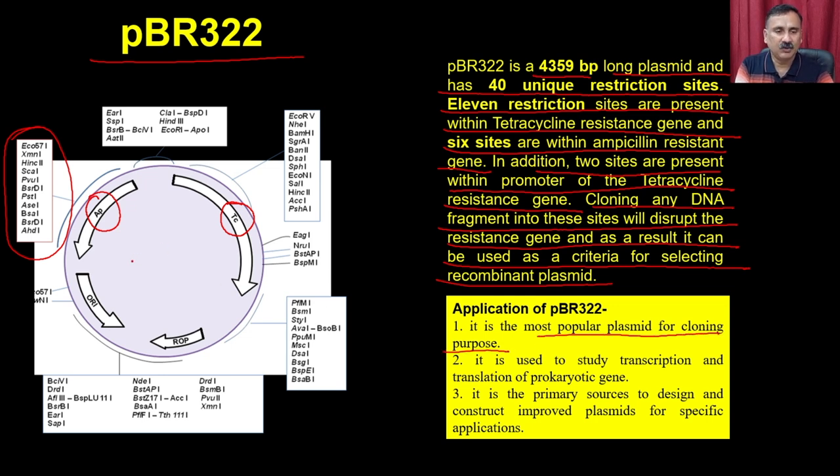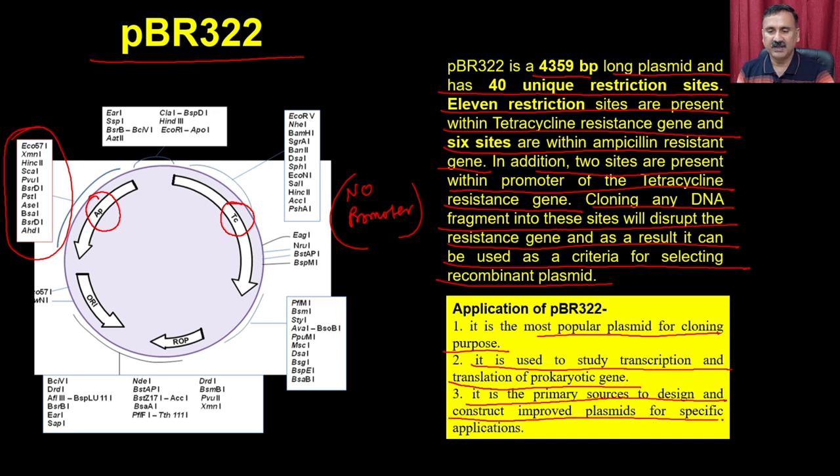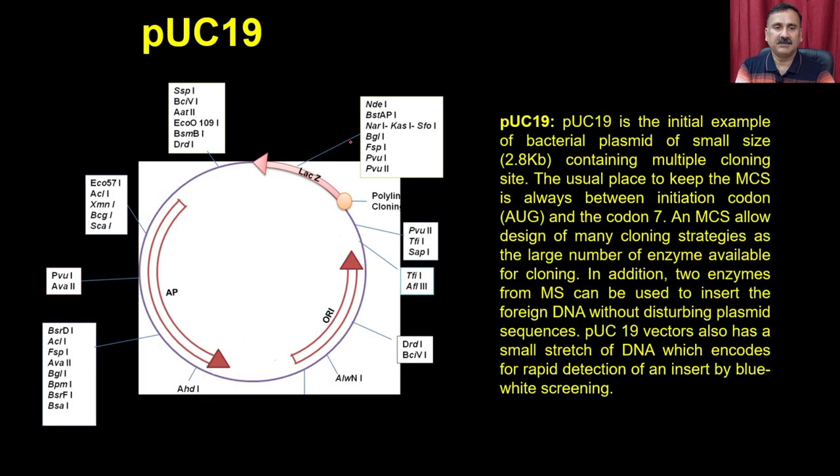You can see that there is no promoter. This means it is going to be a cloning vector. It is used for studying the transcription as well as the translation of prokaryotic genes. It is also used to design and construct improved plasmids for specific applications, which means pBR322 is a basic plasmid that was very popular and extensively used for cloning reactions, and it has also been a source for designing further advanced plasmids such as pUC19. pUC19 is an early example of a bacterial plasmid of small size, 2.8 kb.